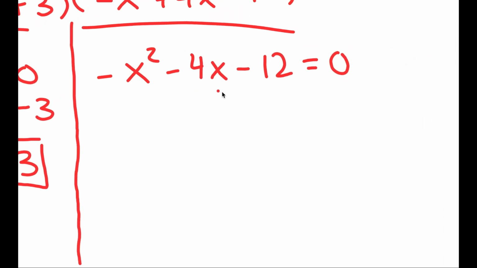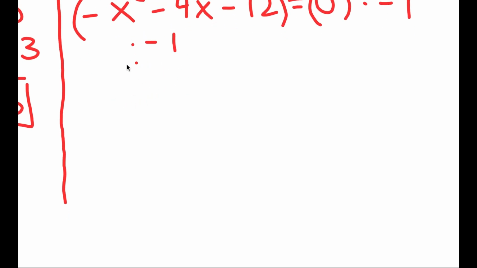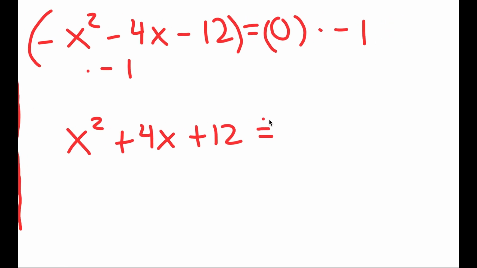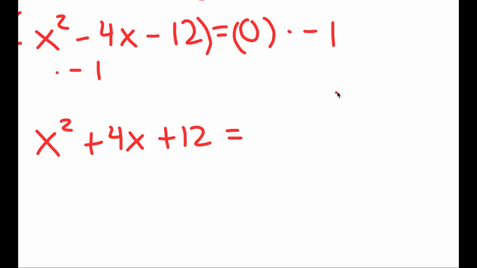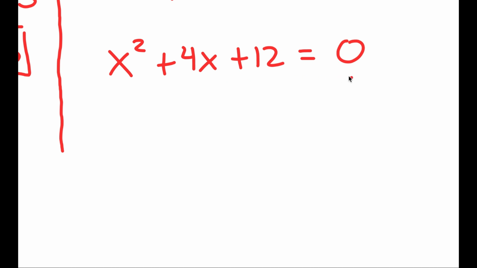Now for negative x squared minus 4x minus 12 equals 0, what I'm going to do to make this easier to solve is I'm going to multiply both sides by negative 1. So negative x squared times negative 1 is positive x squared, negative 4x times negative 1 is positive 4x, and negative 1 times negative 12 is positive 12. So I would get x squared plus 4x plus 12 is equal to 0, since 0 times anything is 0. Now, it's a little easier to solve.